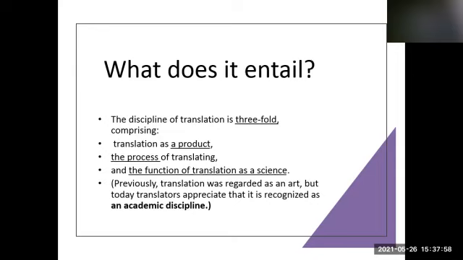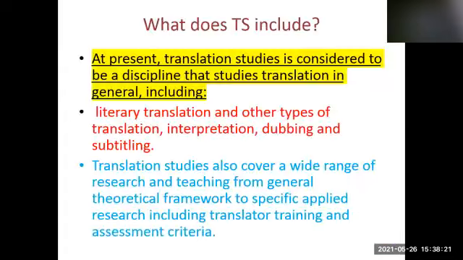So when we say translation, you must think of three things: product, process, and the function of translation as a science. Today, there is what we call science of translation. That's why the course is called Science of Translation.